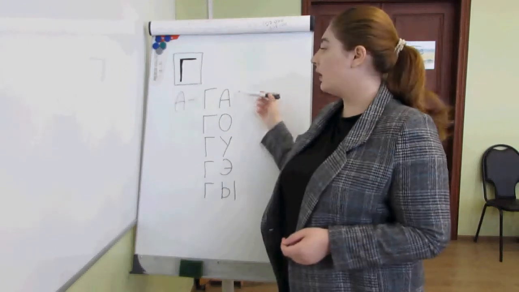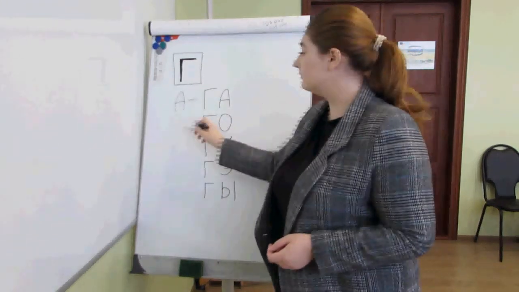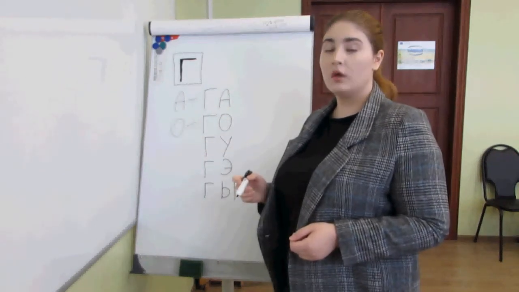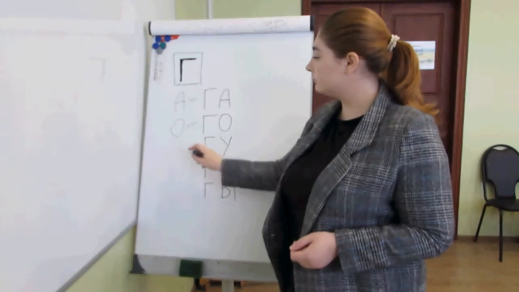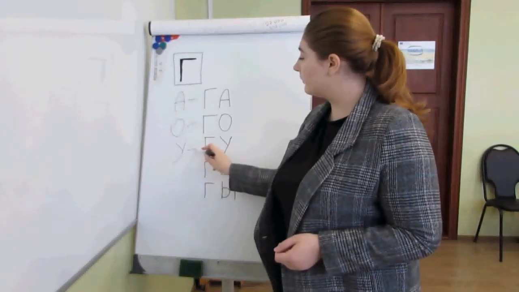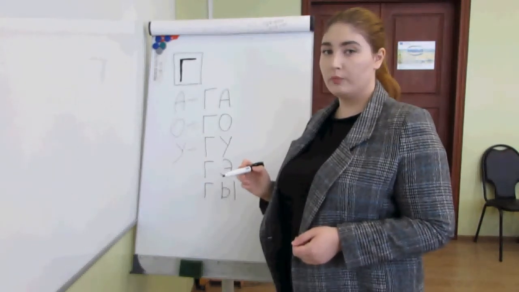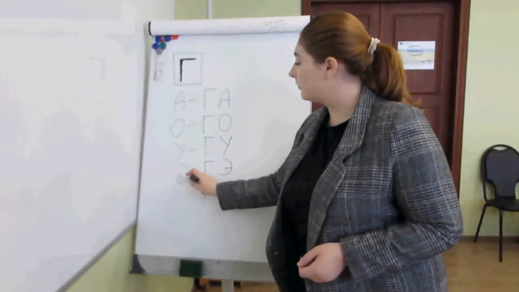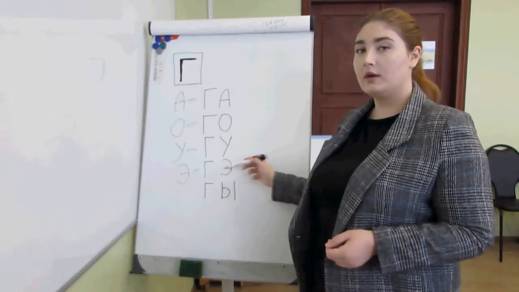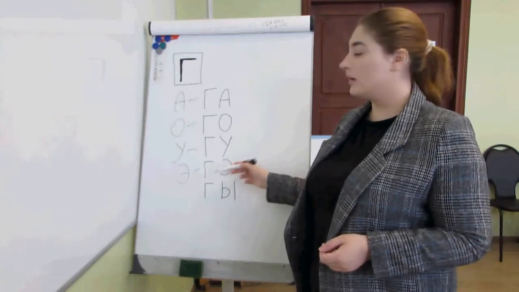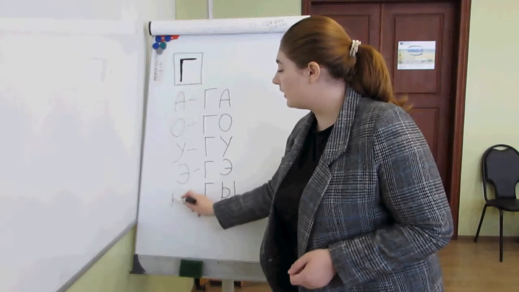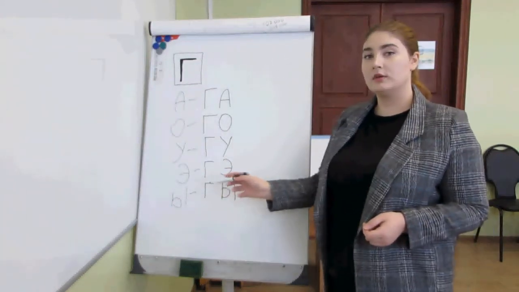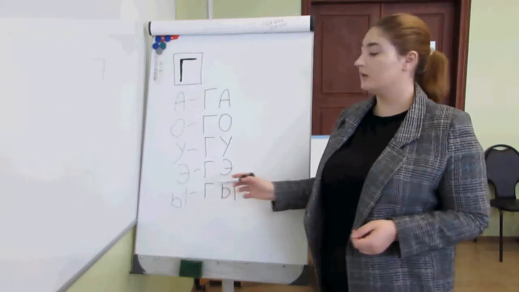And now with the vowels in front of our syllables. Ага, ага, ого, ого, угу, угу, эге, эге. And the final one is ig, ig.